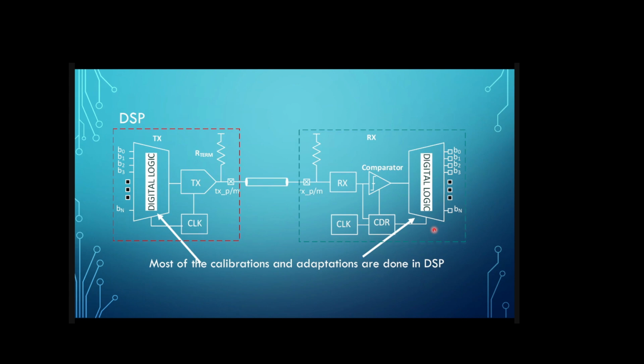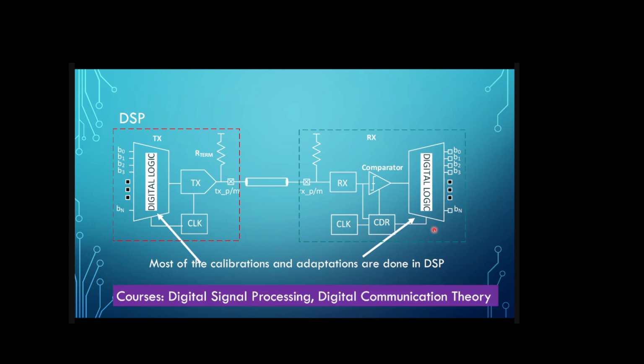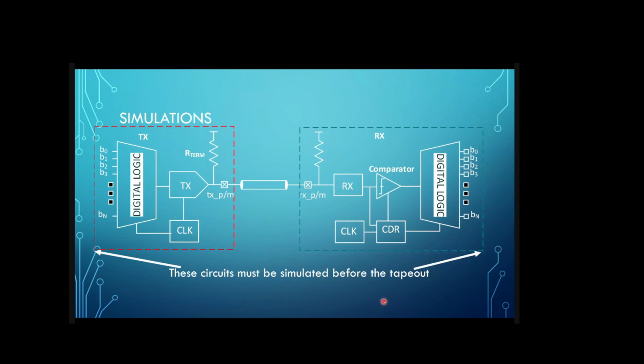How should we compress the data? How should we modulate the data? How should we send the data? These are all done in digital signal processing. To understand that, I think you should make sure that you pay attention to digital signal processing and digital communication theory courses, because they're going to help you a lot in understanding the basics, how things can be improved for the whole channel. At the end of the day, you need to simulate everything.